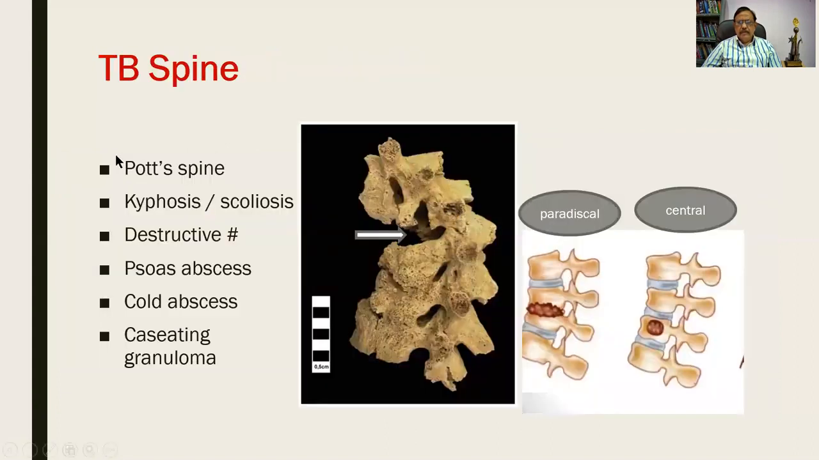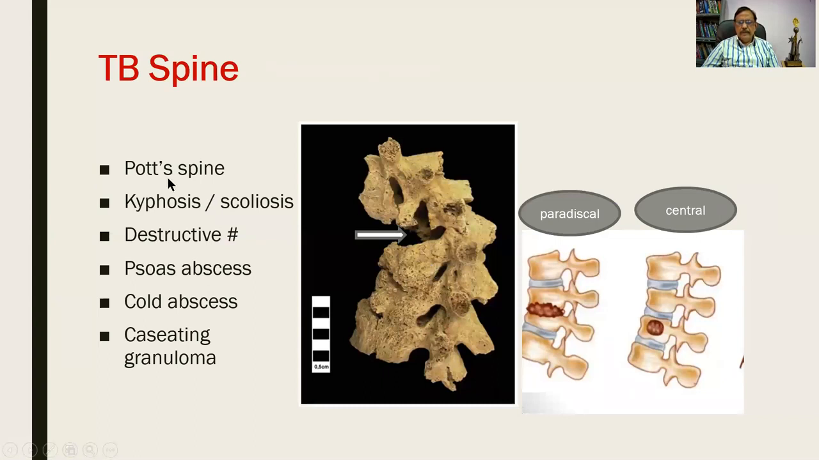Another example of tuberculosis is the spine. One organ which is a major culprit. Here it is a retrieved specimen in which there has been a collapse of the spine. So I find that there is almost a collapse, and here also there is a fusion of the vertebrae.